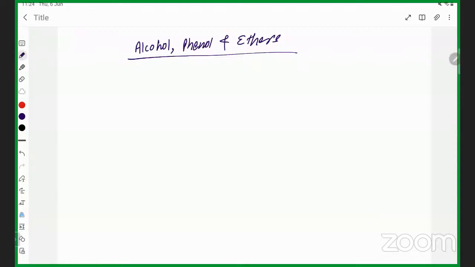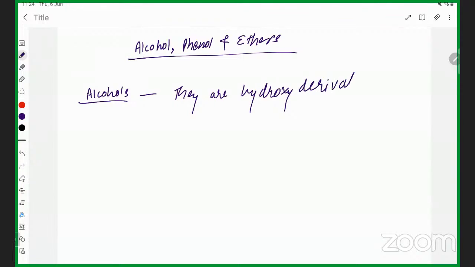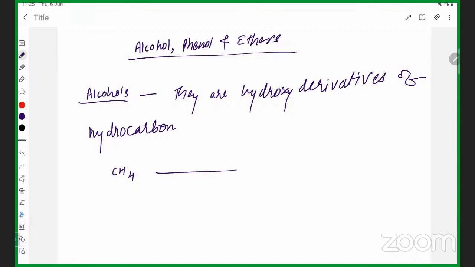So first of all, let us do alcohols. If you talk about alcohols, they are hydroxy derivatives of hydrocarbon. What do you mean by hydroxy derivatives? Suppose we have an alkane, and you add OH minus and remove H plus. It is going to give CH3OH, and so on. So this is alcohol.